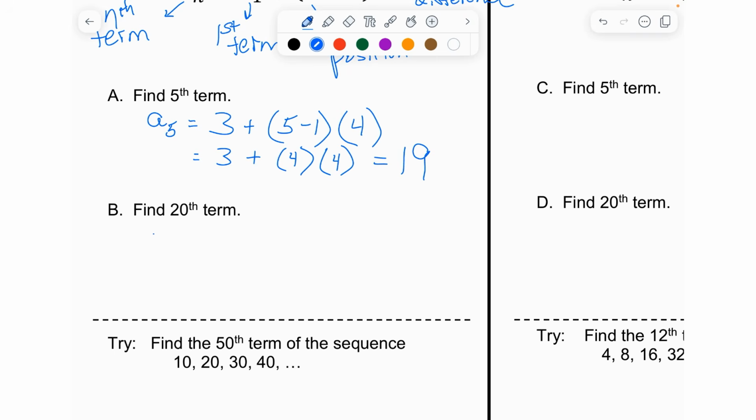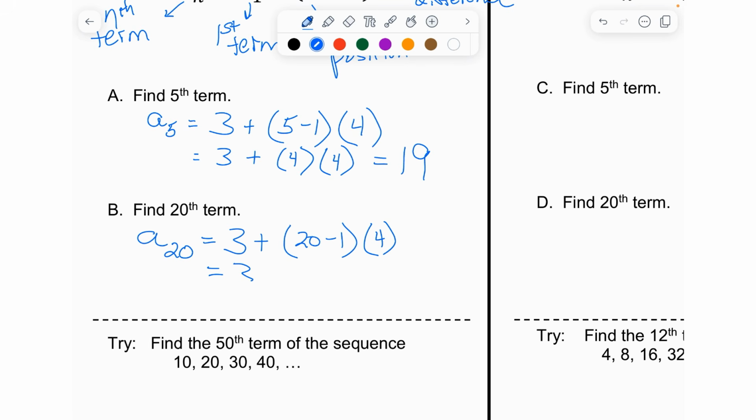Yeah, we don't really know what it is yet, but we can plug into our formula. We can say that we're finding a sub 20. What's going to go next? That's right, it's the first term. Now I'm trying to find the 20th term, so I'm going to fill in a 20 for n. It's always minus 1. And my common difference is still 4.